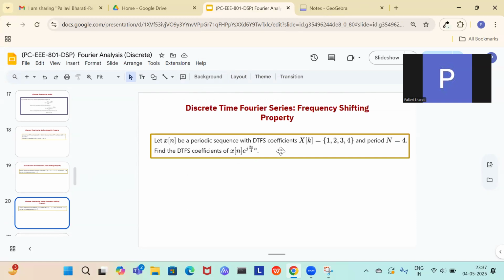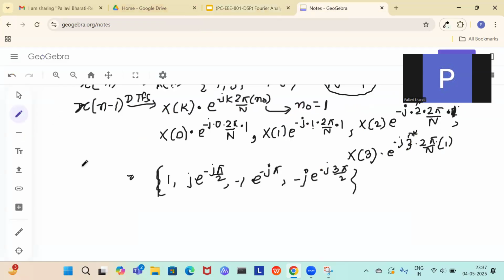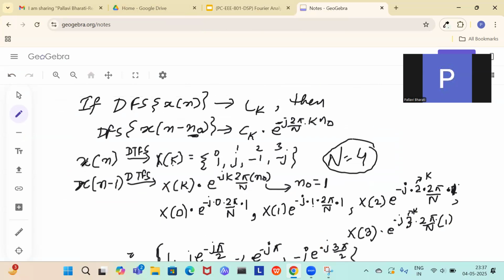Then what is going to happen in the frequency domain? If the frequency of the signal is shifted, then what is going to happen? Over here it is called the frequency property. Let us see what I want to tell you. First, let us once again see the statement of the time domain.